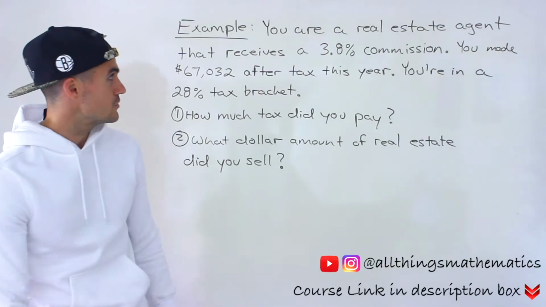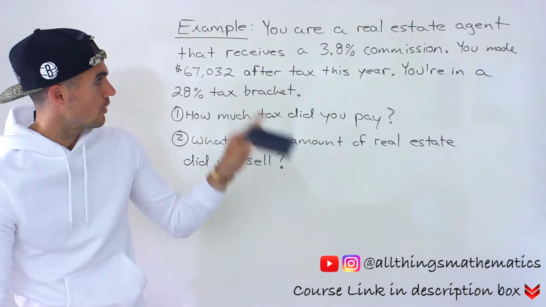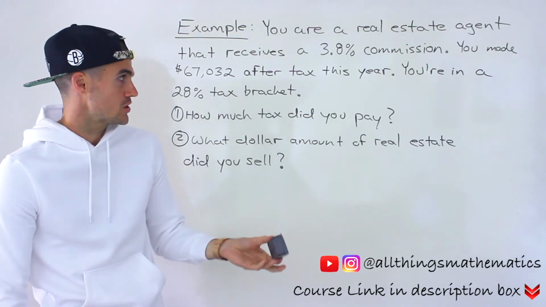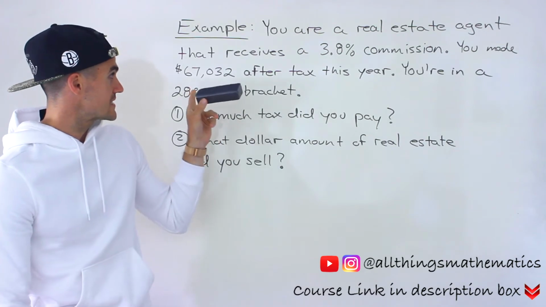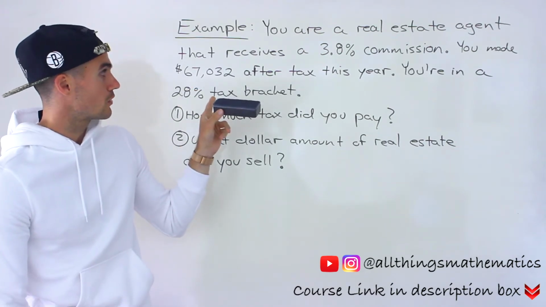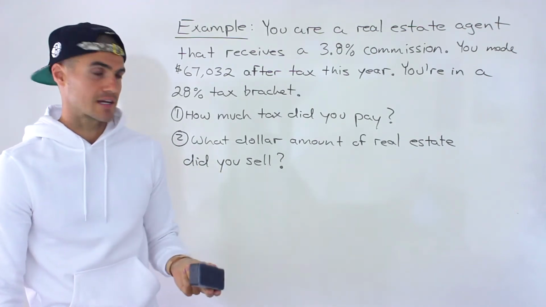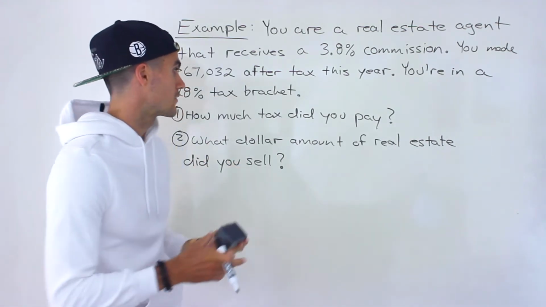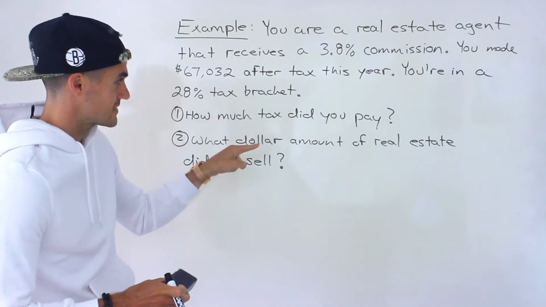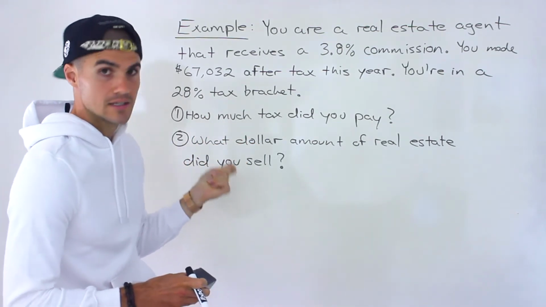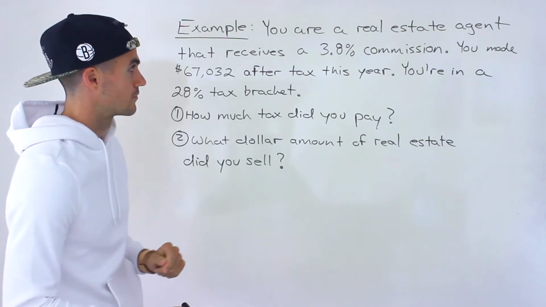Patrick here. Moving on to the next question. So you are a real estate agent that receives a 3.8% commission. You made $67,032 after tax this year, and you're in a 28% tax bracket. Based on that scenario, we have two questions here. Number one, how much tax did you pay? Then number two, what dollar amount of real estate did you sell?